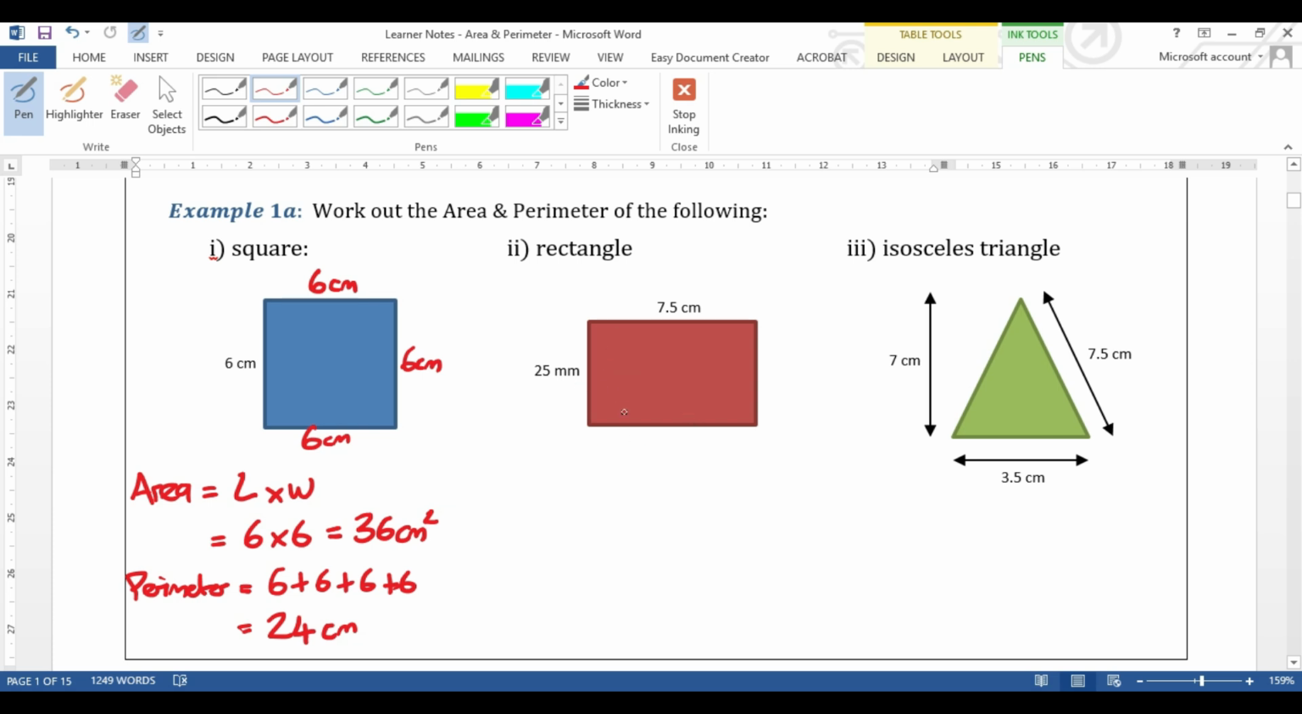Let's do the red rectangle in the middle. Just be careful with this one. This one is in centimeters here, but you've got millimeters for this side here. So you could actually choose which one to change them to. You could choose millimeters for both. If I change that to millimeters, that is times that by 10, because there's 10 millimeters in a centimeter. That's going to give me 75 millimeters. Or if you want to change the millimeters to centimeters, divide by 10, that gives you 2.5 centimeters.